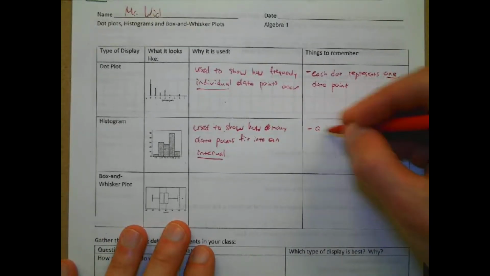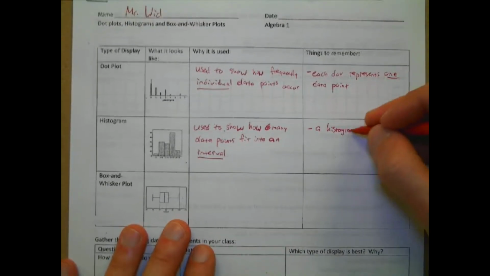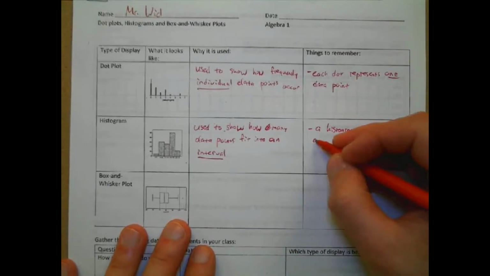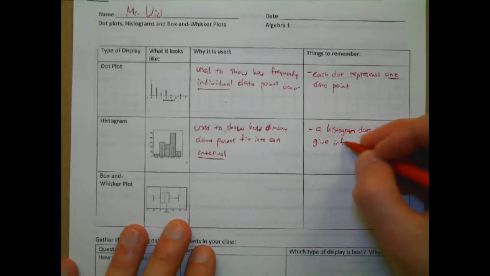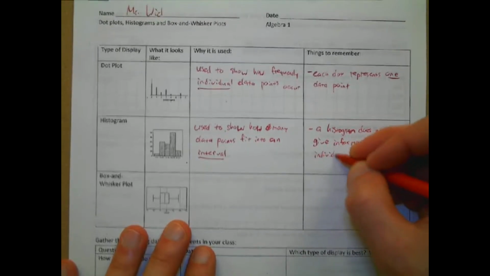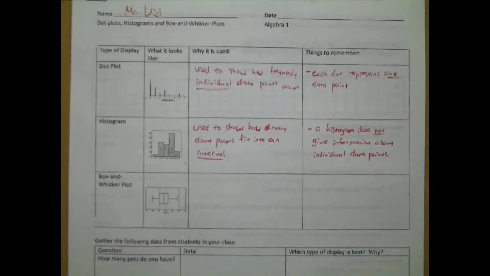Okay, things to remember. A histogram does not give information about individual data points. If you look at a dot plot, you know exactly what your data points were. You can see exactly what your data points were.